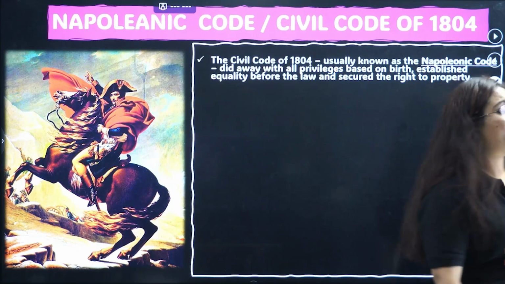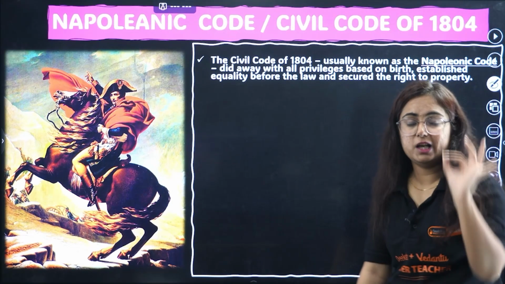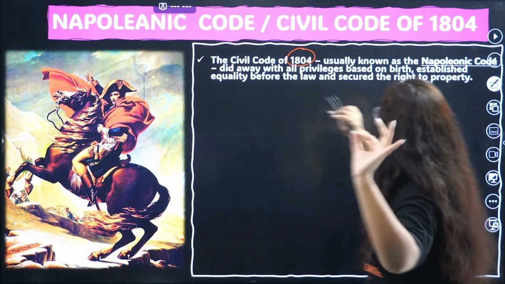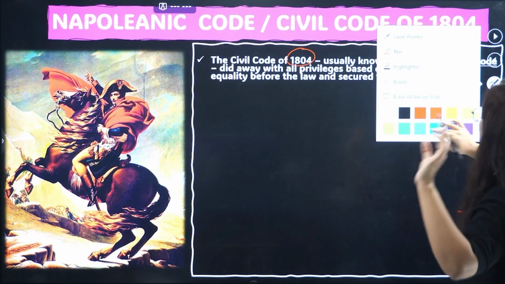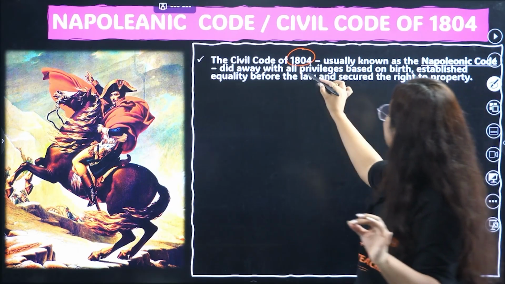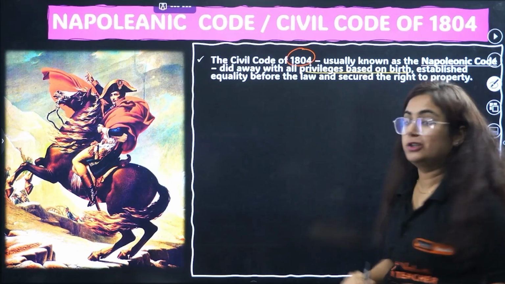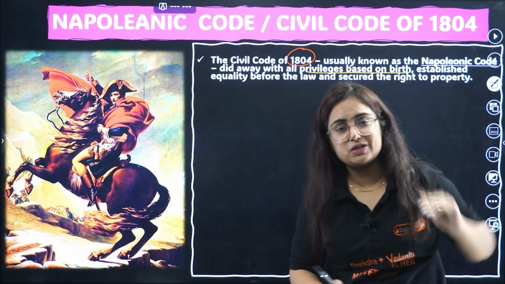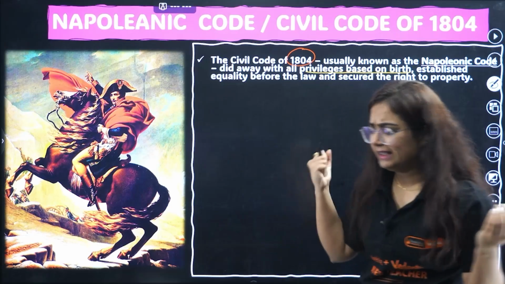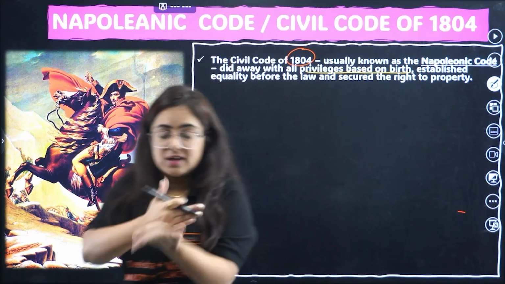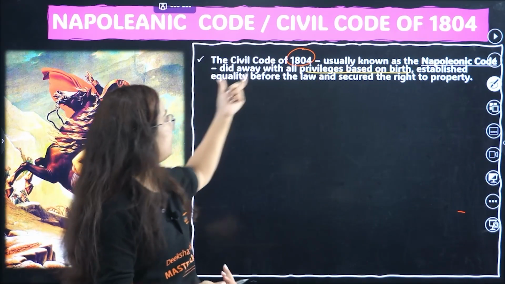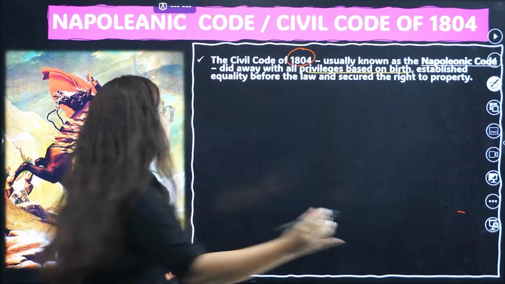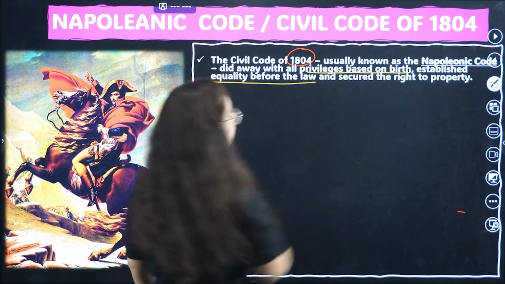See, this is popularly known as the Napoleonic Code or Civil Code. In this Civil Code of 1804, the first thing he did was to do away with all the privileges on the basis of birth. Do you remember class 9? Clergy and nobles enjoyed privileges on birth. No one was paying the tax and all that. So the first thing he did was to do away with all the privileges on the basis of birth. How? By establishing equality before the law.